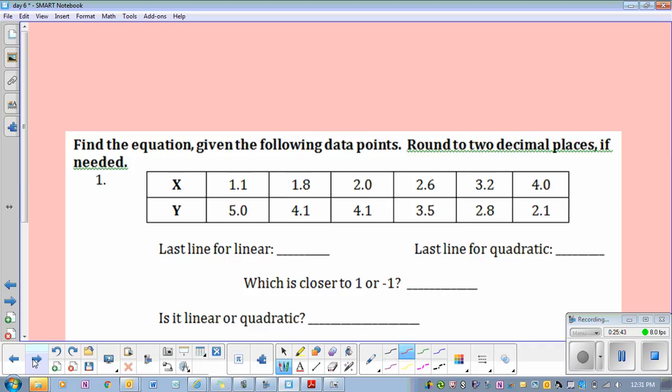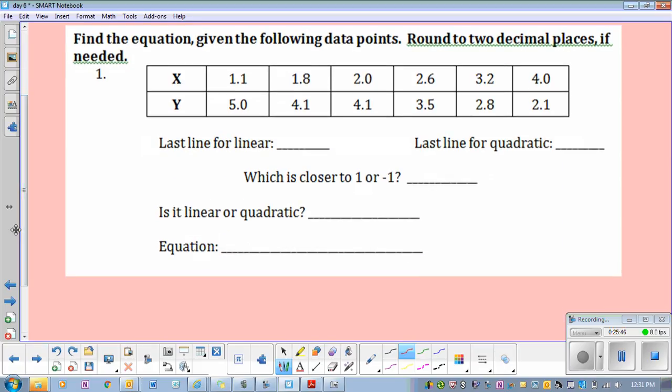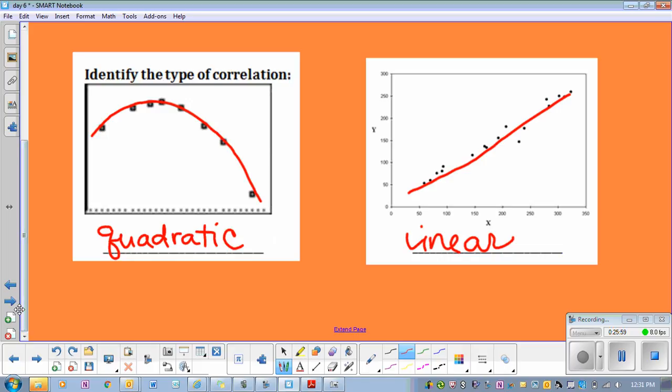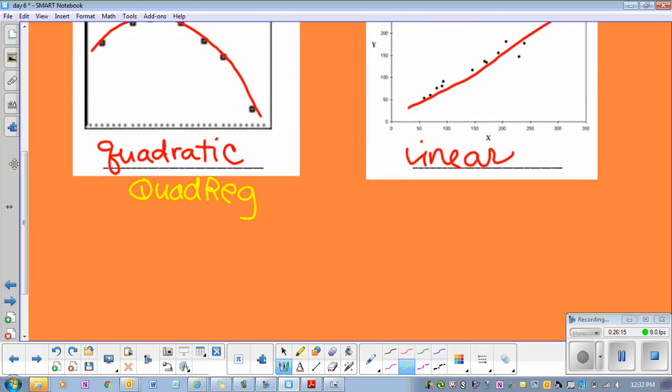All right. So here's what we do. I can give you data, and you're going to find the equation. Right now, the only two that we're going to be using, if you go back here, are quad reg and lin reg. So these are the only two that we're using right now. Quad reg and lin reg.